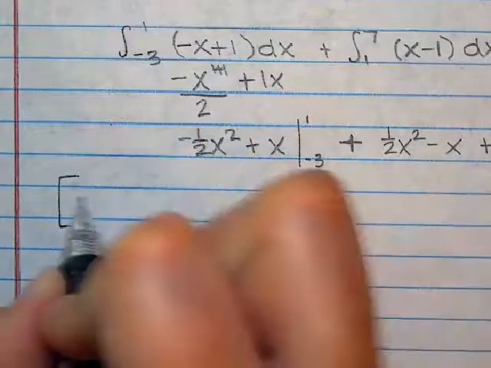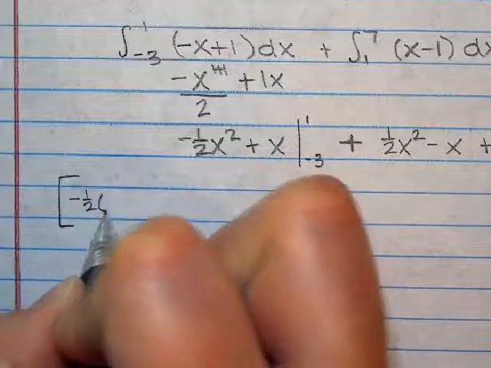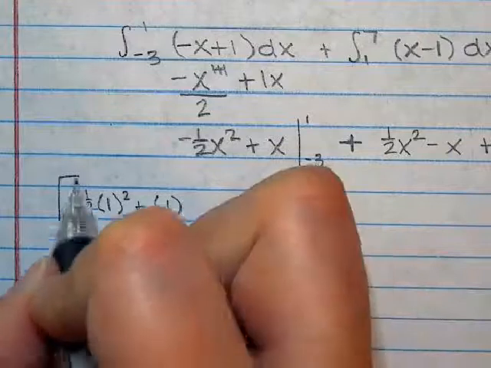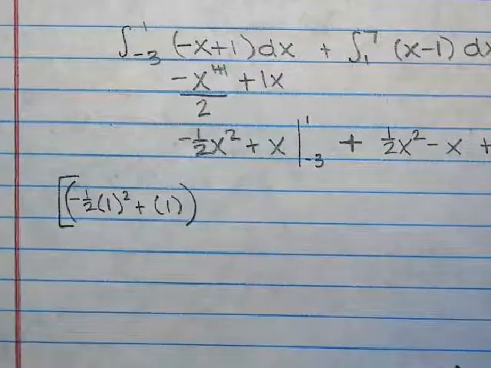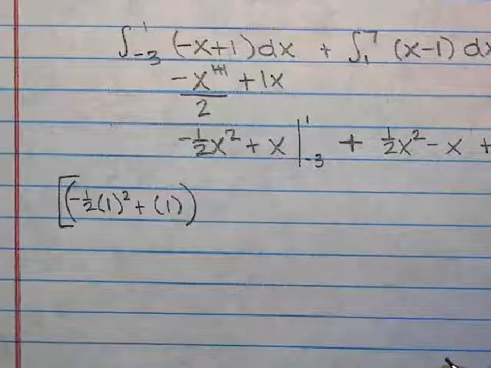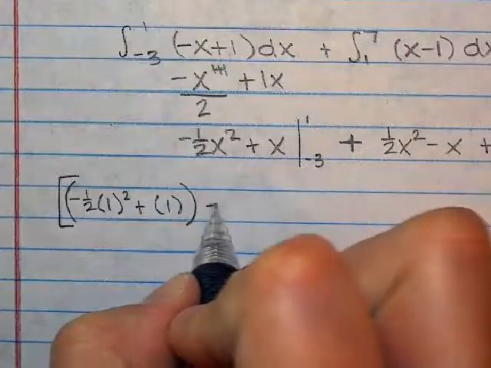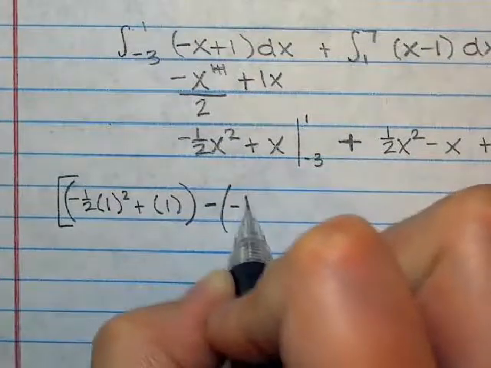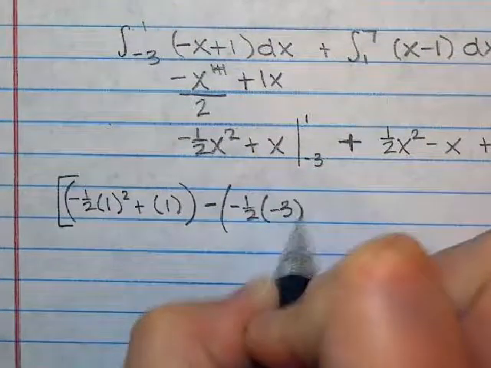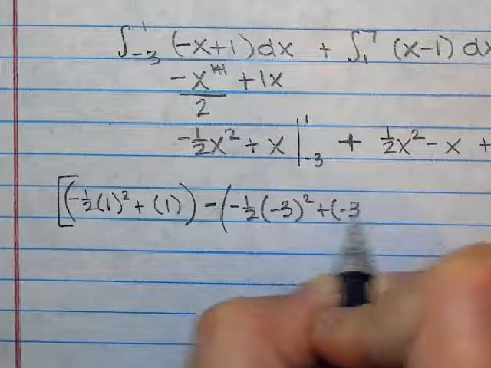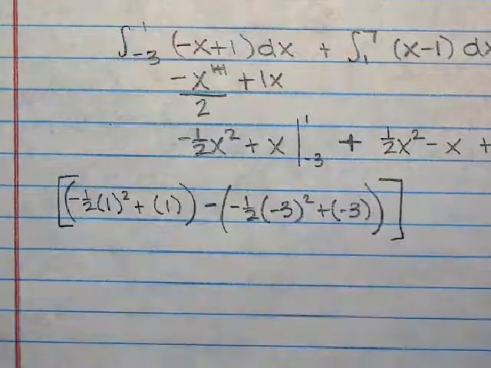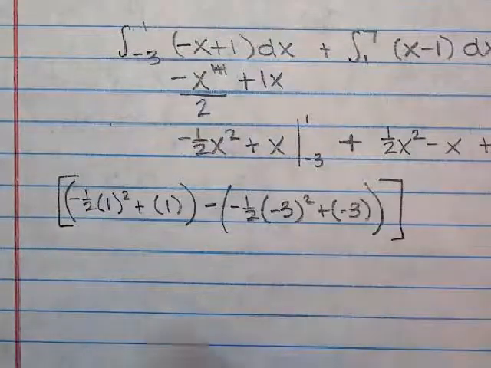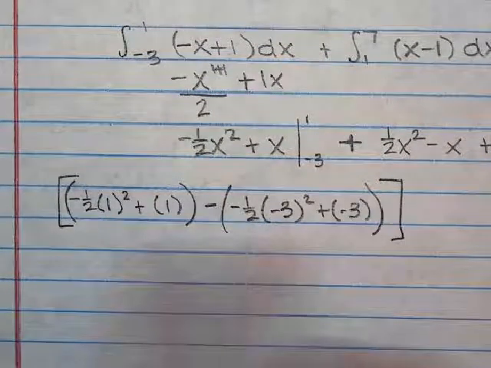Okay, so I've got negative 1/2 times 1 squared plus 1. So there's my first number. Minus negative 1/2 times negative 3 squared plus negative 3. There's my second number. We comfortable with that? So I've got bigger minus smaller. First number minus second number.